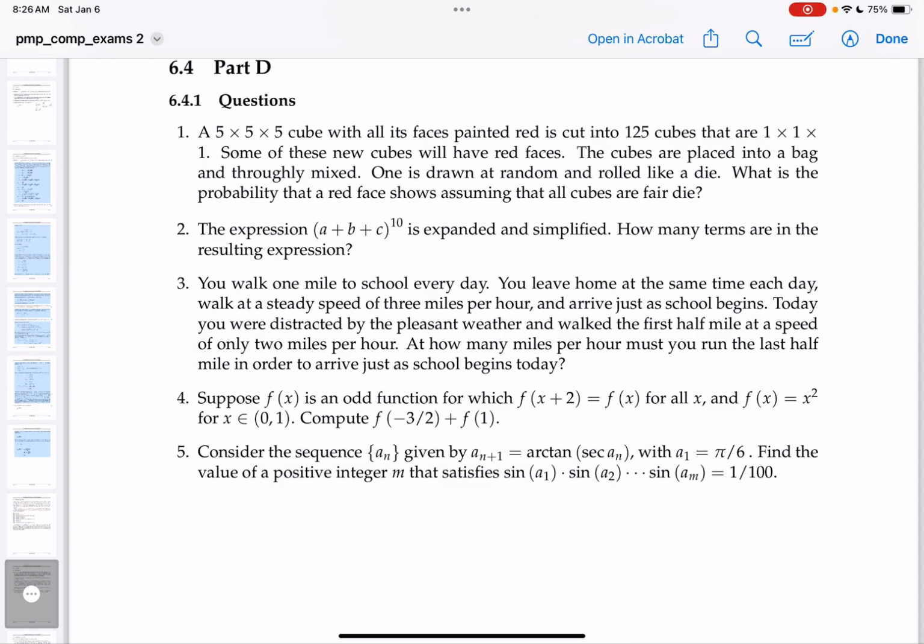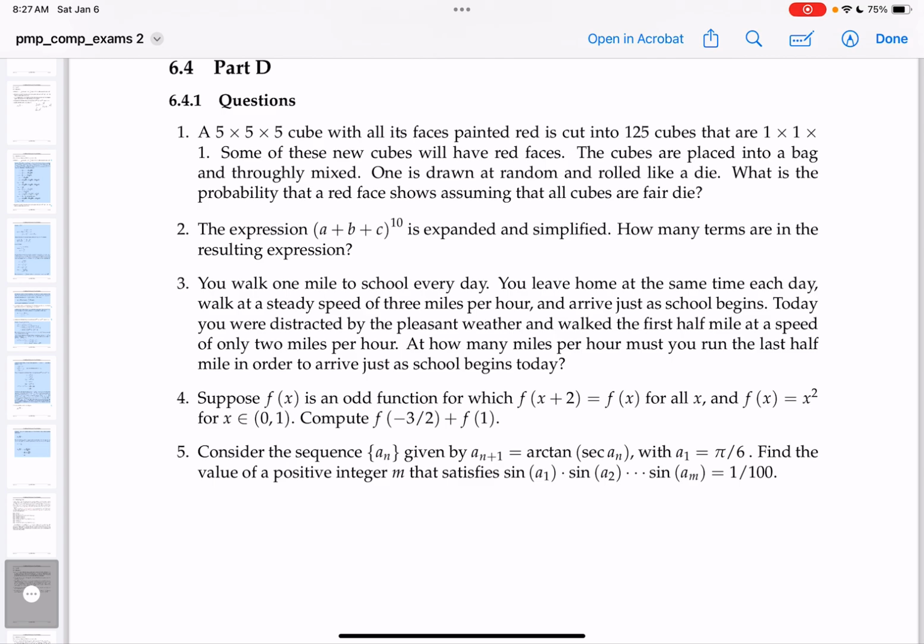Okay, for number one, you have a 5 by 5 by 5 cube with all of its faces painted red. It's cut into 125 cubes that are 1 by 1 by 1. Some of these cubes will have red faces. The cubes are placed into a bag and thoroughly mixed. One is drawn at random and rolled like a die. What is the probability that a red face shows?